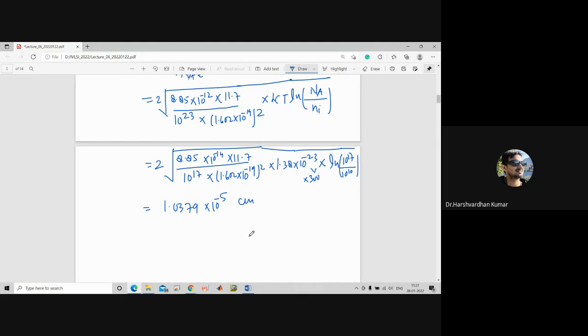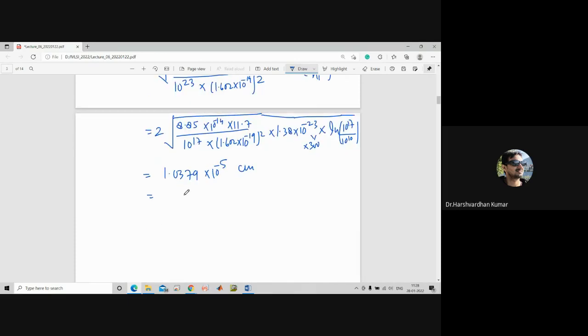Calculate. Otherwise, you will face difficulty in the exam. It will be good if you practice here. Yes, sir, 1.039. Good. So it is in centimeter, right?